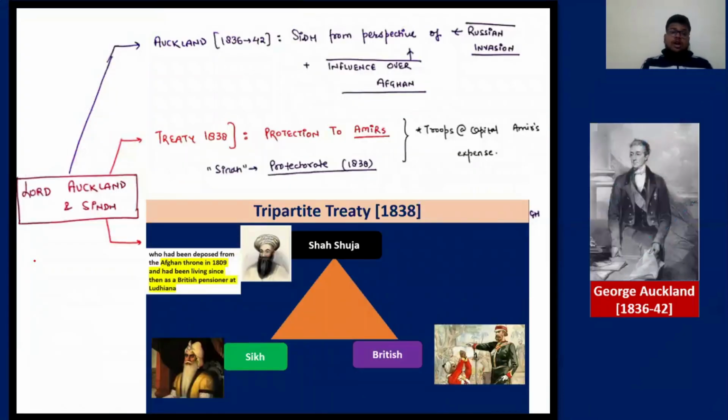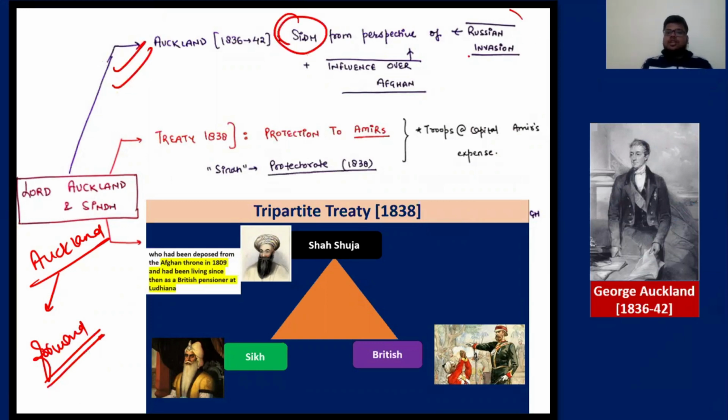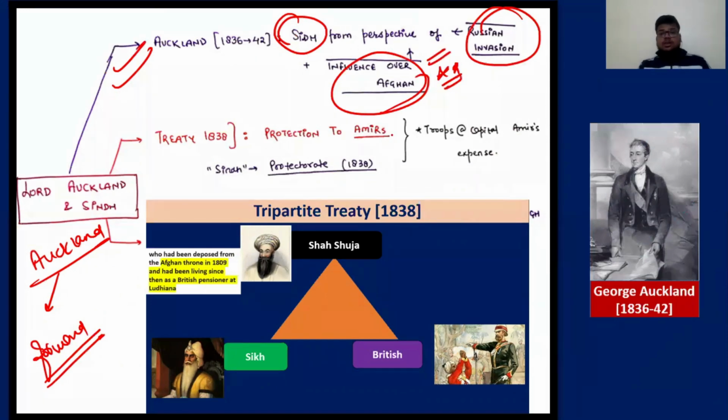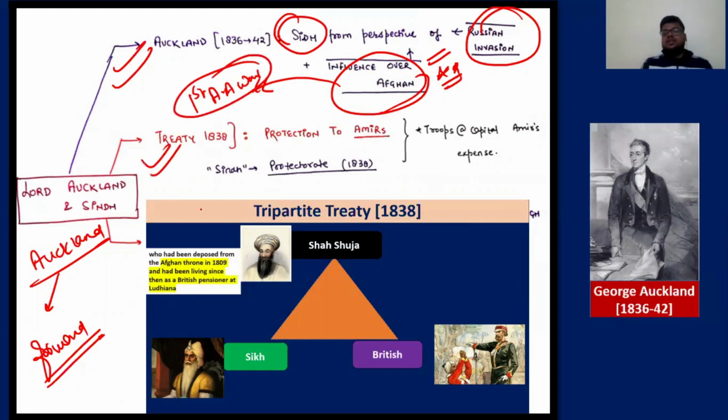Then Mr. Auckland comes, with his forward policy for Afghanistan. Auckland sees Sindh from the perspective of the Russian invasion and influence over the Afghans. He wants to maintain his influence over the Afghans, because he is preparing for the first Anglo-Afghan war. Then he makes the 1838 treaty. He signs a treaty with the Amirs first.